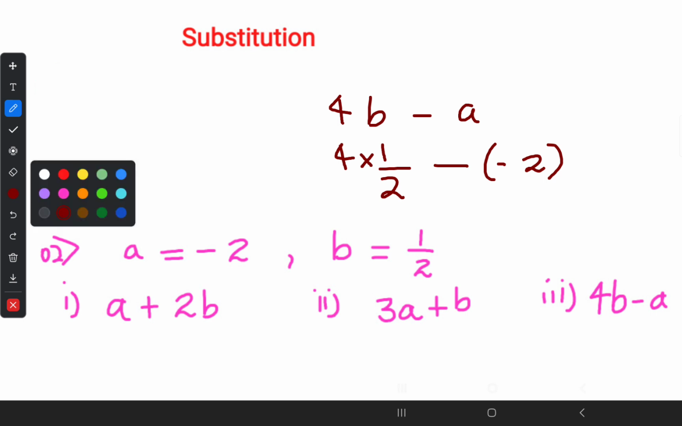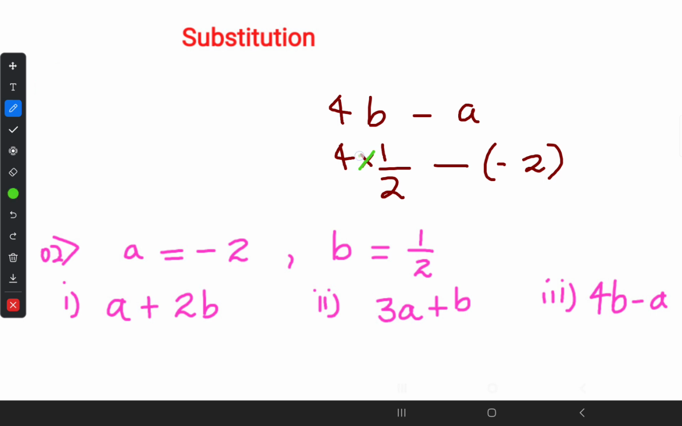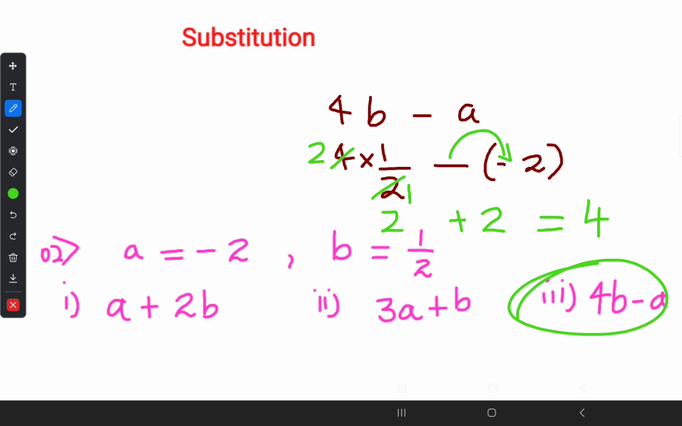Here you can see there's a multiplication between these 4 and half. Here you can simplify these two. 2 and 4 can be simplified. 1 times 2, so 2 times 1 is 2. Negative into negative is positive 2. 4 and half can be simplified to get a 2, plus negative into negative, positive 2. 2 plus 2 is finally 4. 4 is the answer for the third part of the question.